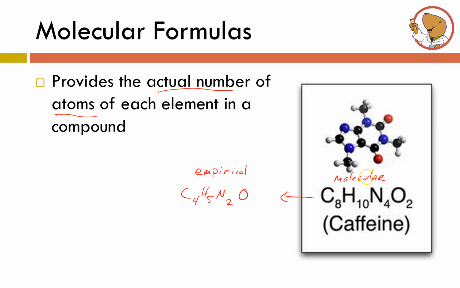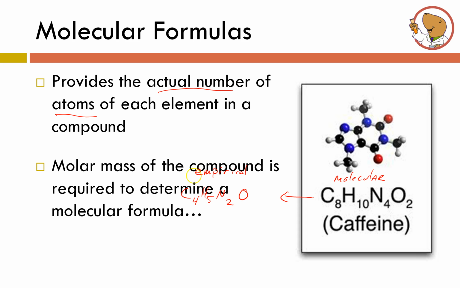So for molecular formulas, in most cases, you can take your subscripts and multiply them by a whole number, and that will get you to the molecular formula. In order to take the empirical formula and determine the molecular formula, you need to know the molar mass of the compound. Without that piece of information, there's really not too much you can do.